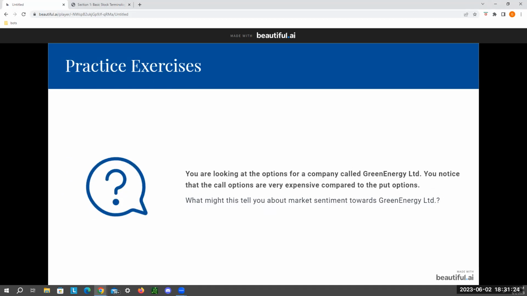Now, you're looking at the options for a company called Green Energy. You notice that the call options are very expensive compared to the put options. What might this tell you about market sentiment towards green energy? Remember how I told you that the value of that contract wasn't the value of the shares and had an extra premium on it? Why is there that extra premium? What is that telling you about the market sentiment?